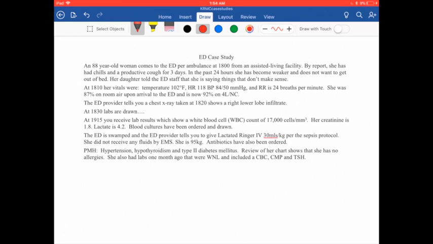Okay, so the first case study we're going to go through is actually an ER case study. We're going to start with this because this is most likely where you're going to see this tool being used the most, because there's so much going on with a patient that comes in septic, and there's a lot of communication that is really important between the ER and the floor or the ICU.